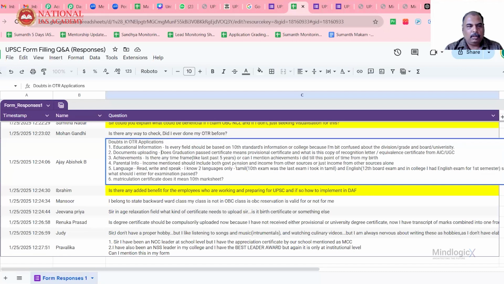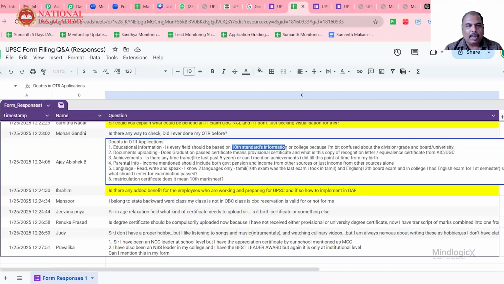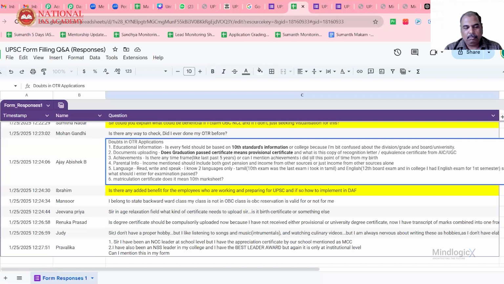See, the first point, I think it is the same. 10th is what you call the matric or the state exam. Graduation certificate is nothing but your degree certificate. If you don't have a degree certificate, say you have just written the exam, the provisional certificate can be uploaded for the time being. When you go for mains, they will ask you, and if you have it, you need to re-upload it, or during the interview you will be asked for a degree certificate.